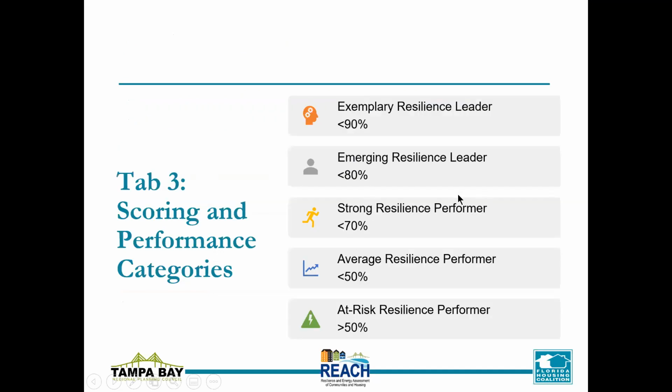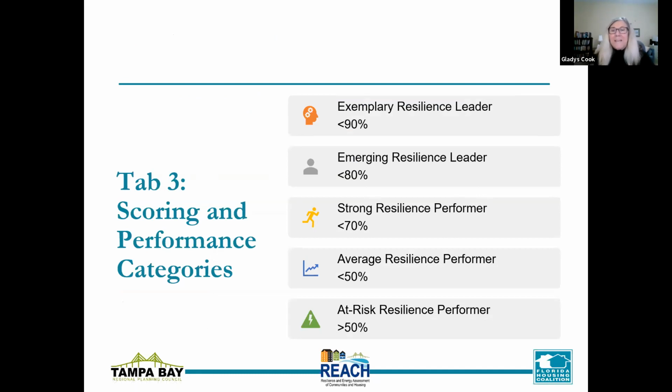So these are the categories. And I want to thank Juanita. She pretty much defined all of this for us. So there's exemplary resilience leader, and that means you got over 90% of all the possible points. And this is for either your plan or your total program. Emerging resilience leader, strong resilience performer, average resilience performer, and at-risk performer.